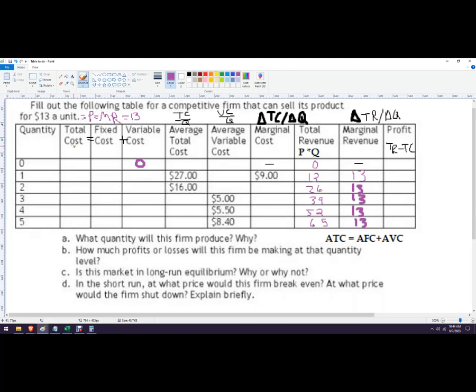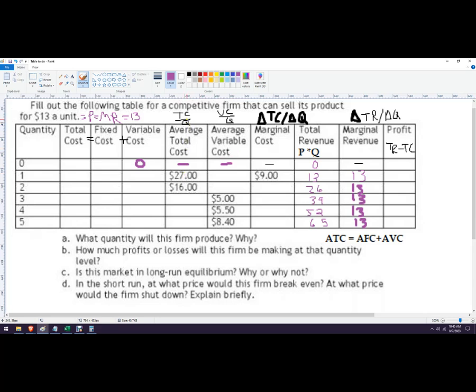Which means that the total cost is only fixed cost when we produce zero. This is known as shutting down in economics. And for average total cost, we're not going to have an average total cost or an average variable cost at zero because we'd be dividing by zero and get an undefined answer. But we do have this.